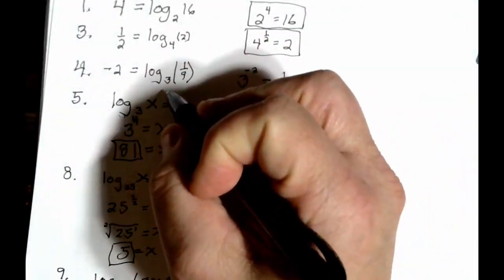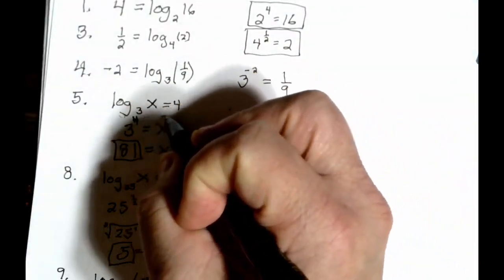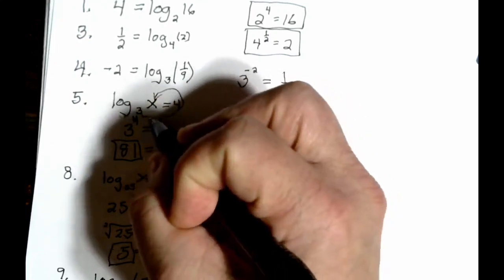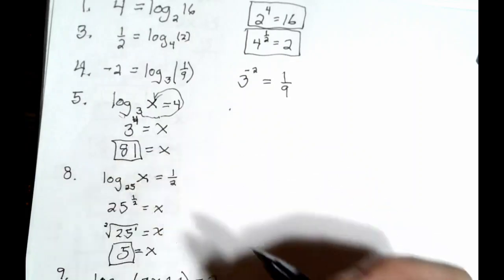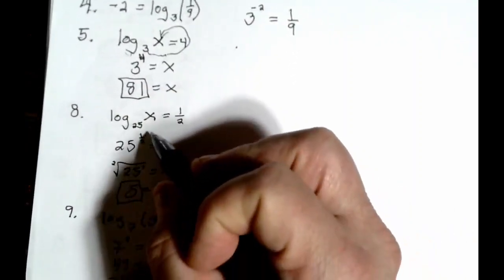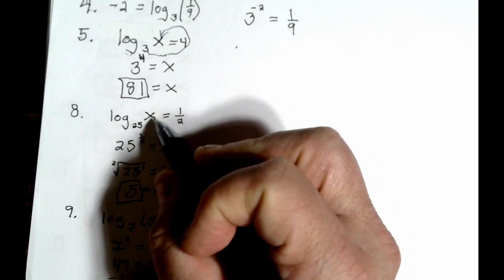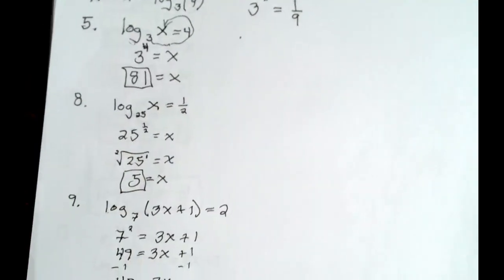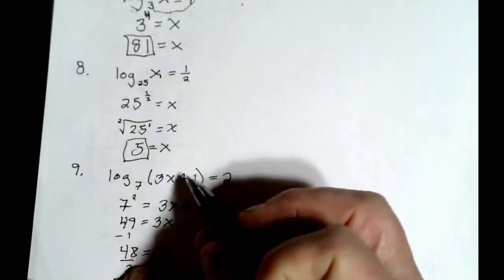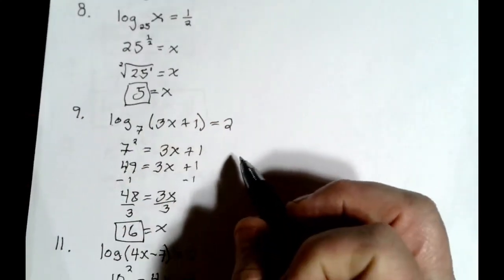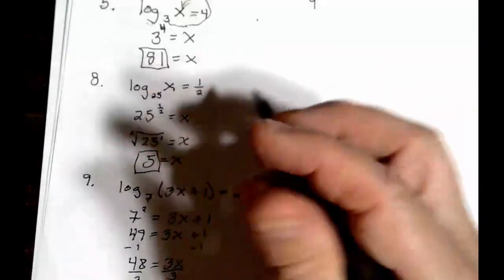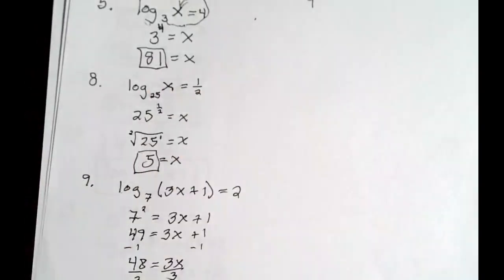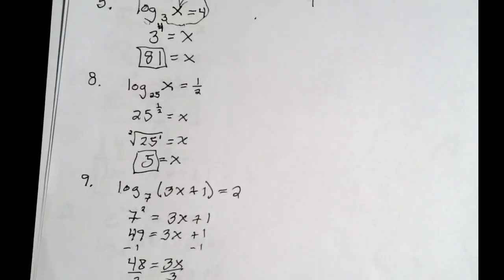Okay, so 3 raised to the 4 equals x. 3 raised to the 4 equals x, and that's 3 to the 4th is 81. 25 to the 1/2 equals x. 1/2 is the same thing as square root, and so that's just 5. Notice it's not plus or minus 5 because the square root is already in the problem when you have that 1/2 there. It's really already a square root. It wasn't introduced into the problem.